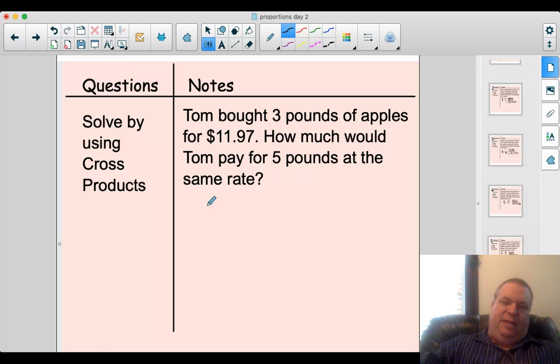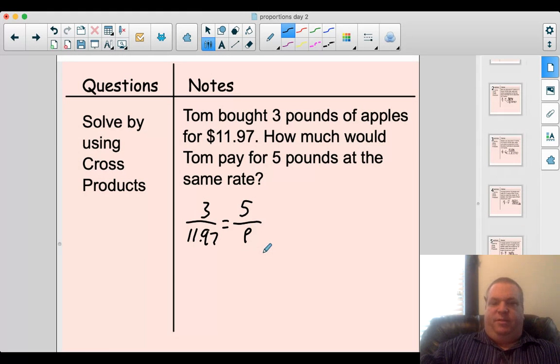Tom bought 3 pounds of apples for $11.97. So I have pounds of apples on top, price on bottom. How much would he pay for 5 pounds at the same rate? So I know the pounds of apples now is 5, and here I want to know the price. I'll put P for price. Solve the same way. 3P equals 5 times 11.97, which is 59.85.